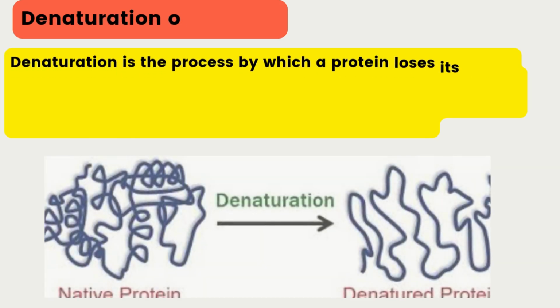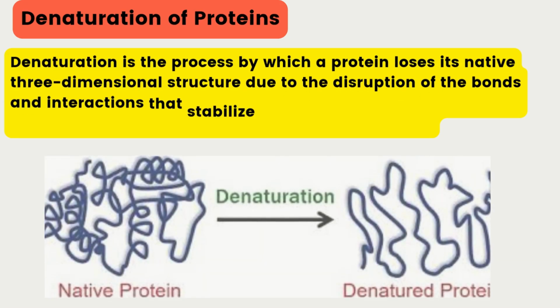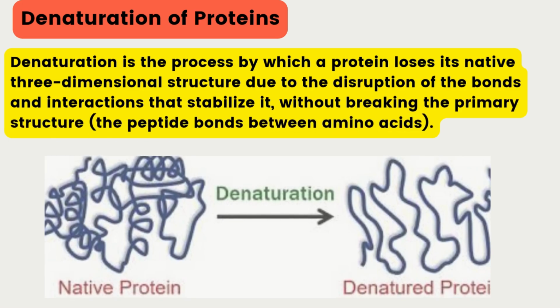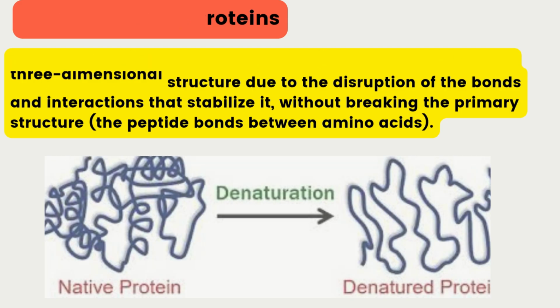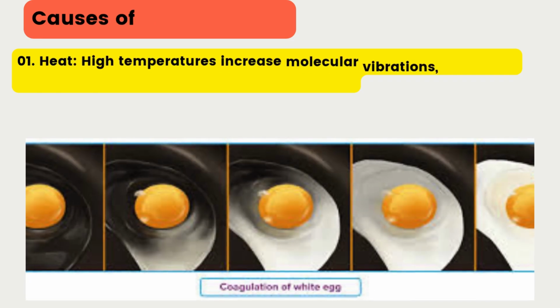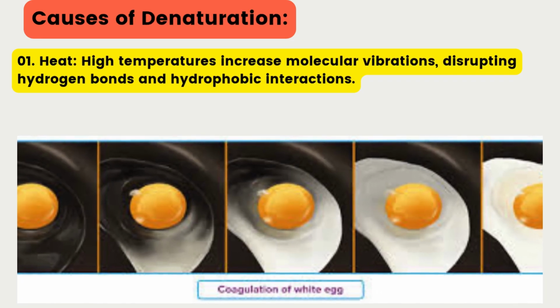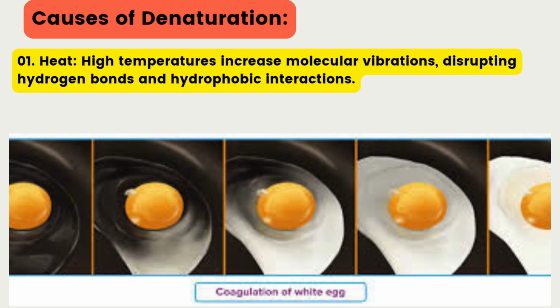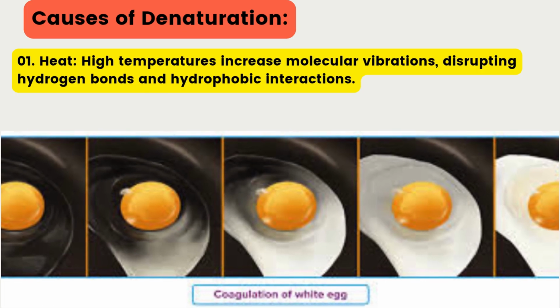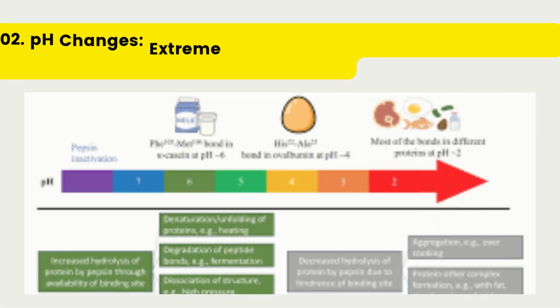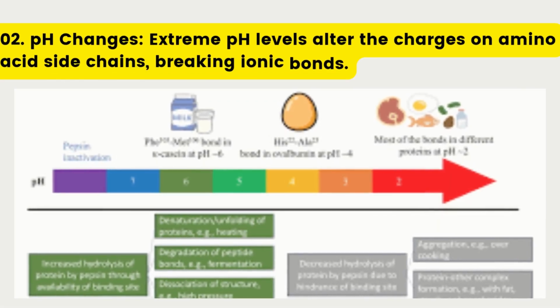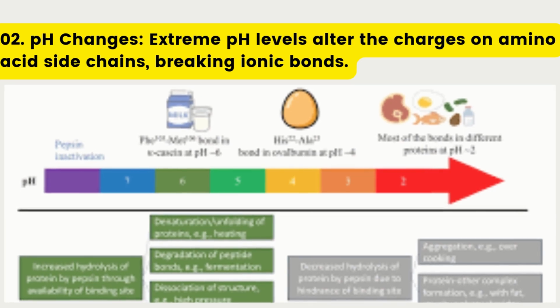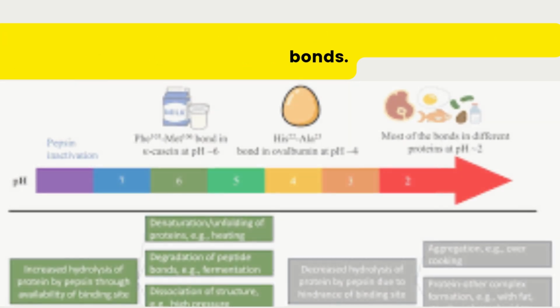Denaturation of proteins. Denaturation is the process by which a protein loses its native 3-dimensional structure due to the disruption of the bonds and interactions that stabilize it, without breaking the primary structure, the peptide bonds between amino acids. Causes of denaturation. Heat. High temperatures increase molecular vibrations, disrupting hydrogen bonds and hydrophobic interactions. pH change. Extreme pH levels alter the charges on amino acid side chains, breaking ionic bonds.